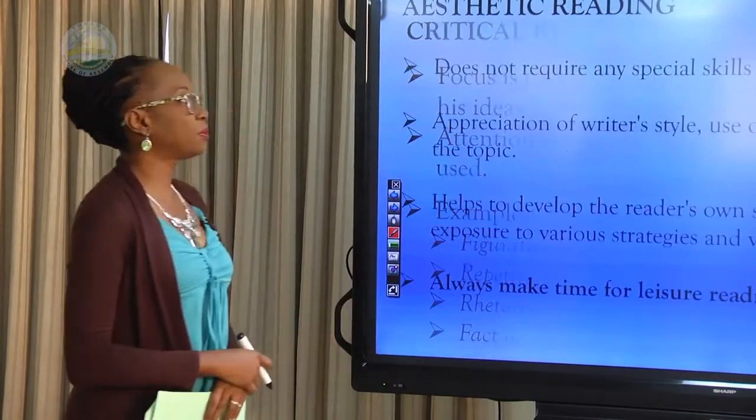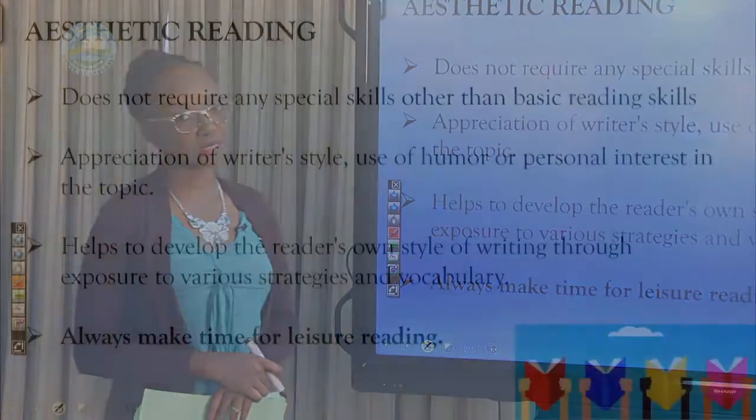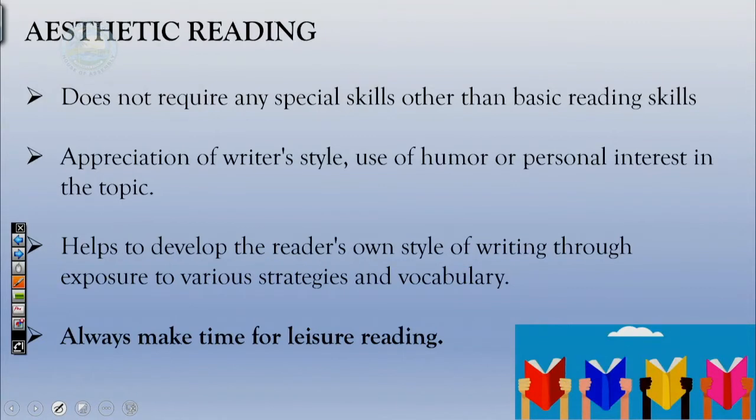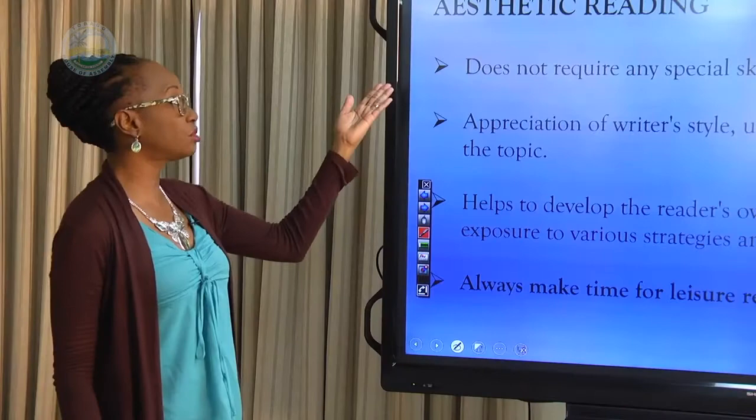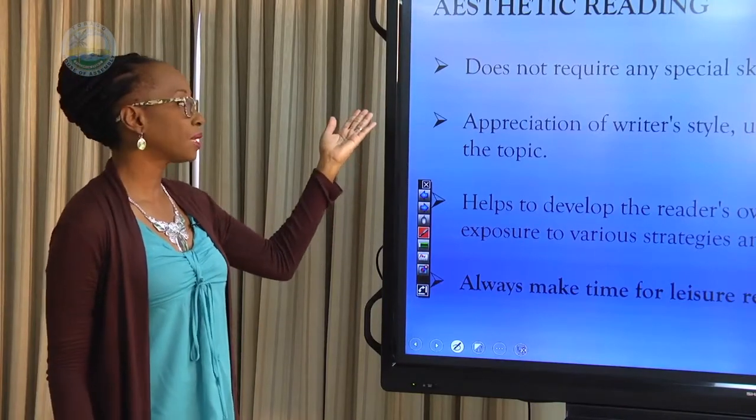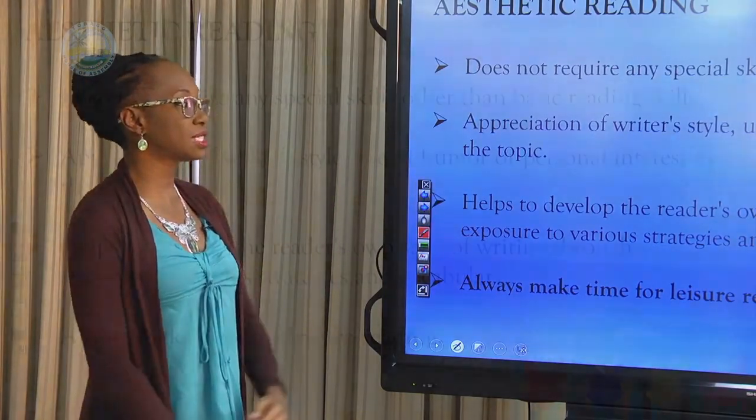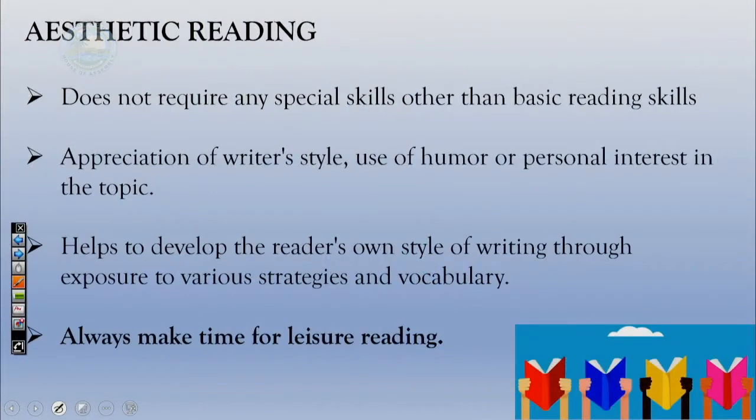And the third type of reading, and it's one of my favorite, is reading for aesthetic purposes. It's aesthetic reading. This does not require any special skill other than basic reading skills. All you need to know is how to read in order to read for aesthetic purposes. This is an appreciation of the writer's style. It's an appreciation of the writer's use of humor. And it's reading because you have a personal interest in the topic.